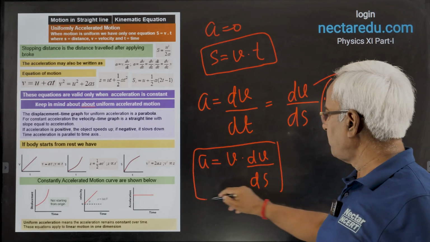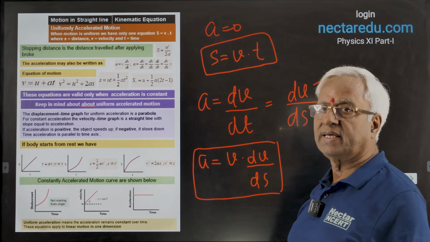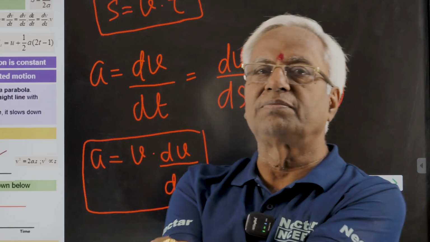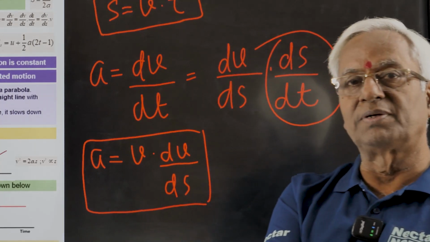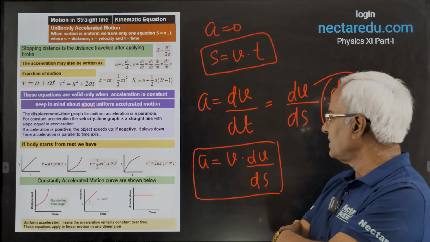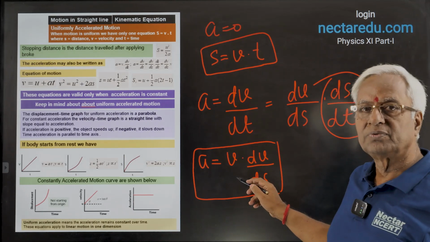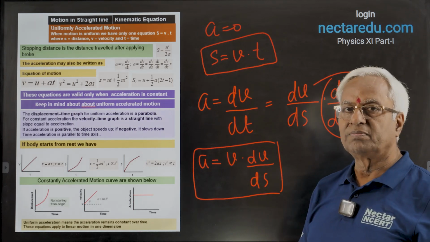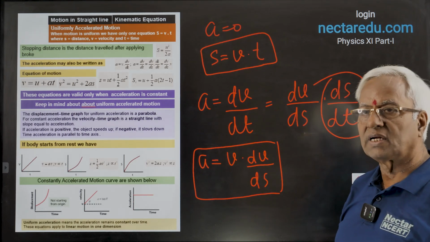In numerical problems of applied nature in mechanics, sometimes you come across a problem in which the acceleration is given in terms of distance, not in terms of time. So in that case, you can refer to this relation a equal to v dv upon ds. I mean, it's not in terms of time.